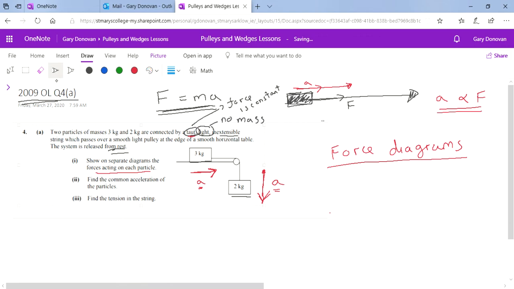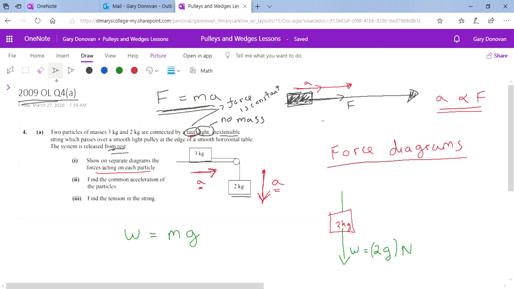So let's look at the 2 kg mass. Here's the 2 kg mass. What forces are acting on the 2 kg mass? Well, gravity is pulling it down. It's weight. And weight, as you might remember from junior cert, is equal to something's mass multiplied by gravity. So in this case it has a mass of 2 and gravity is g, 9.8. So the downwards force, we would say, is 2g newtons. That's the force that's pulling it down.